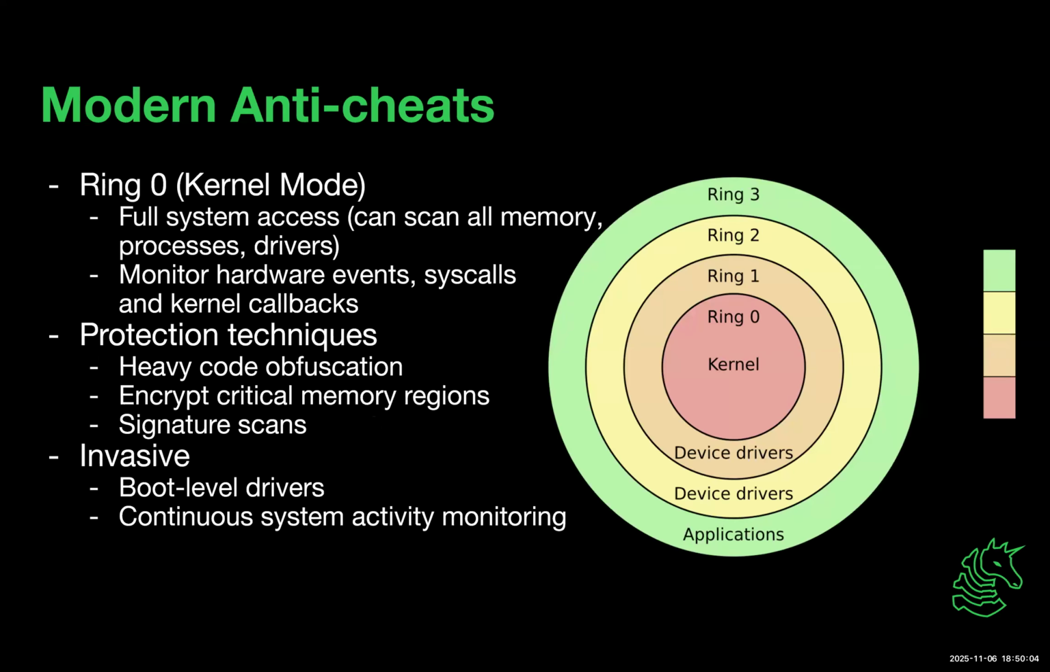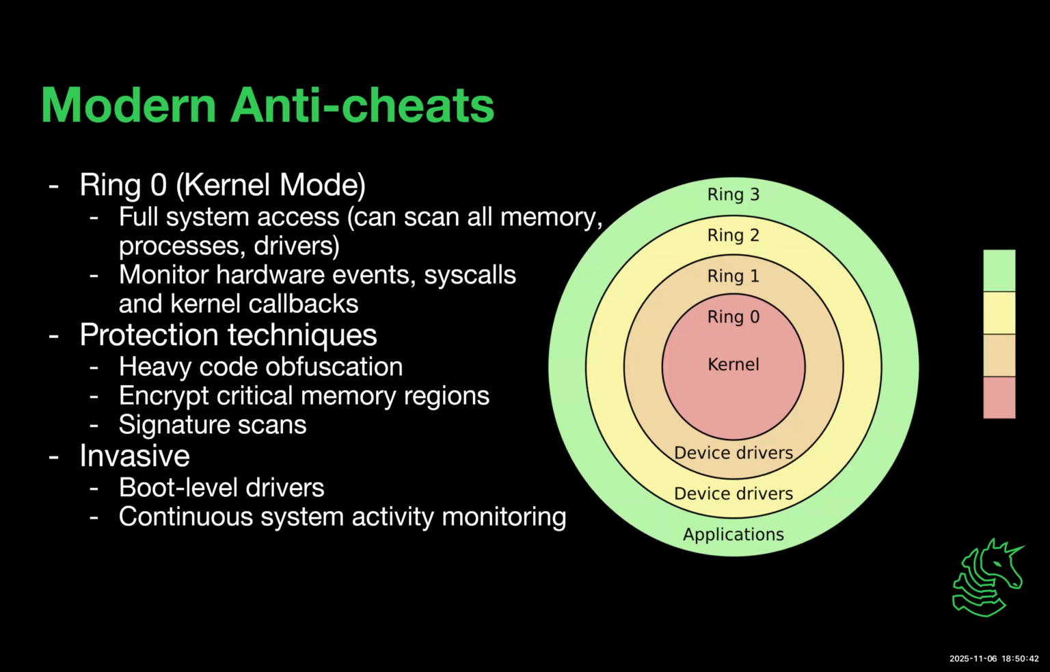Just hook the checks. So modern anti-cheats, I'm a little short on time, but they run in ring 0 in kernel mode, and they have access to the entirety of your computer's memory. So if they want to, they can go down all your processes and scan the memory for signatures. Modern anti-cheats are heavily obfuscated, and they also encrypt memory, and they're very invasive. They literally run when your computer boots up, right? It's a rootkit, and they continuously monitor your system to see, are you loading cheats even though you don't have my game open?